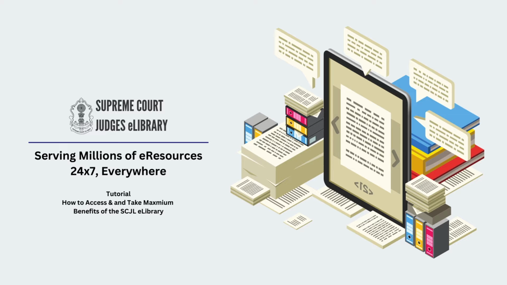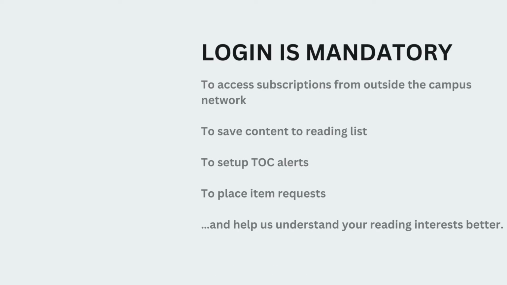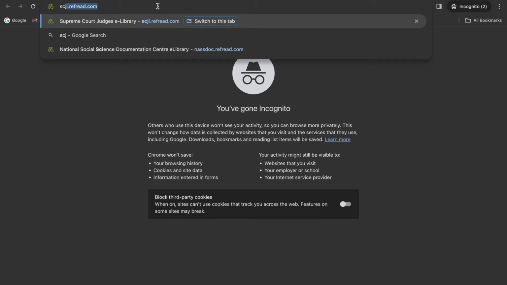In this tutorial, we will cover all the features and benefits of the platform so you can take maximum benefit of the eLibrary. The library sits at scjl.refread.com. To access the library collections and all its features, you must first log in to the platform. For many features, like the ability to save content into reading lists or to place item requests, login is mandatory. The logged in activity also helps us understand your reading and your research interests better, and that will help us build more features and expand the eLibrary collection further. Now let's look at the platform.